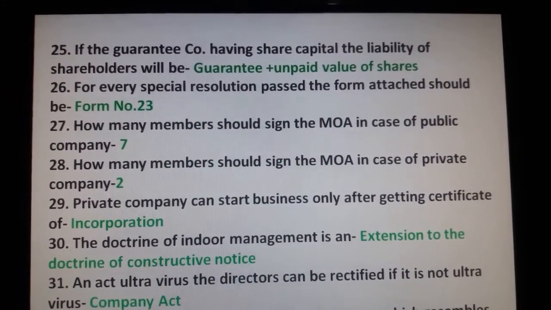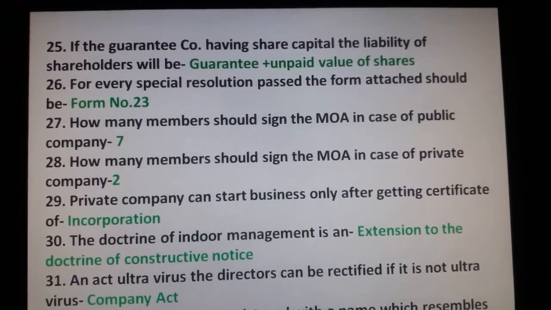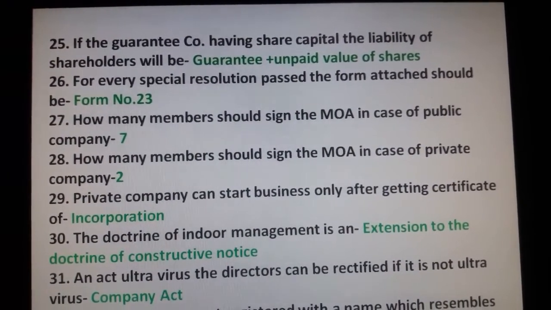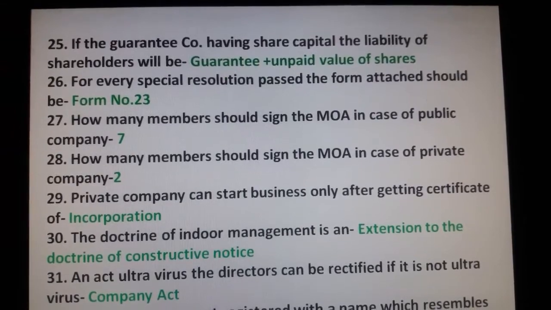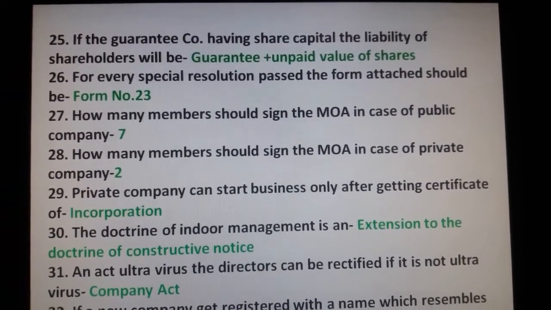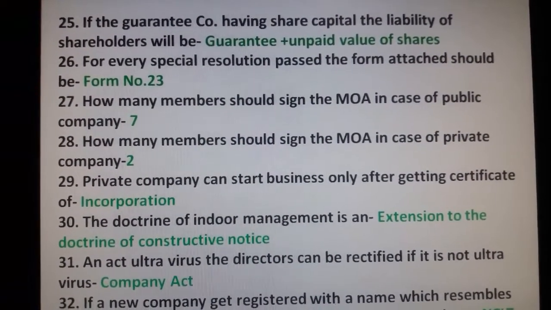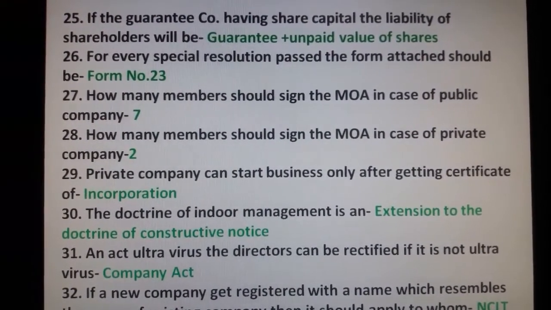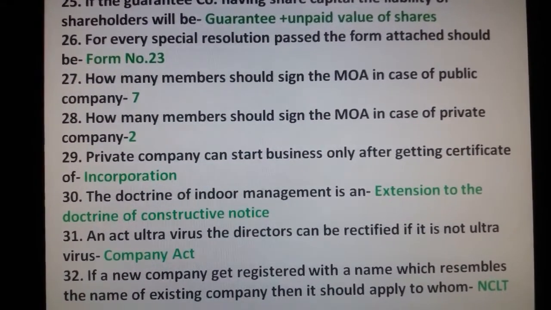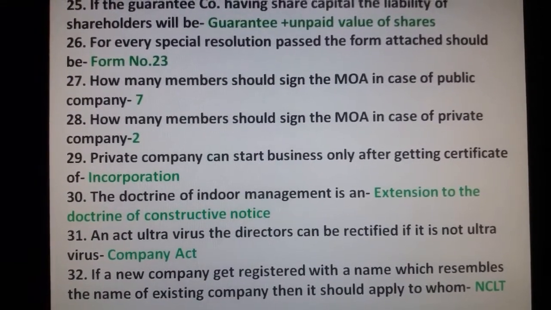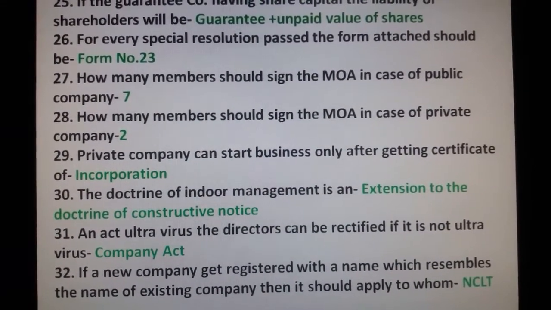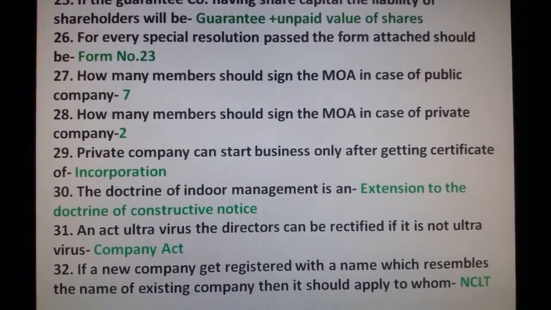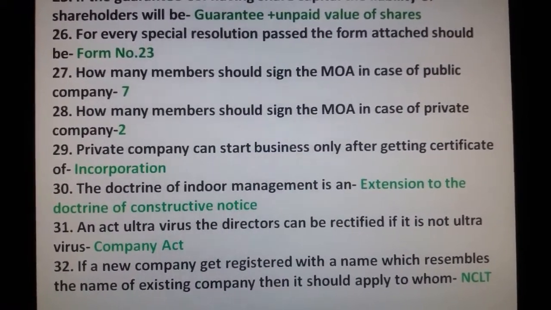2. Private company can start business only after getting certificate of incorporation. The doctrine of indoor management is an extension to the doctrine of constructive notice. An act ultra vires the director can be rectified if it is not ultra vires company act. If a new company gets registered with a name which resembles the name of existing company, then it should be applied to whom?